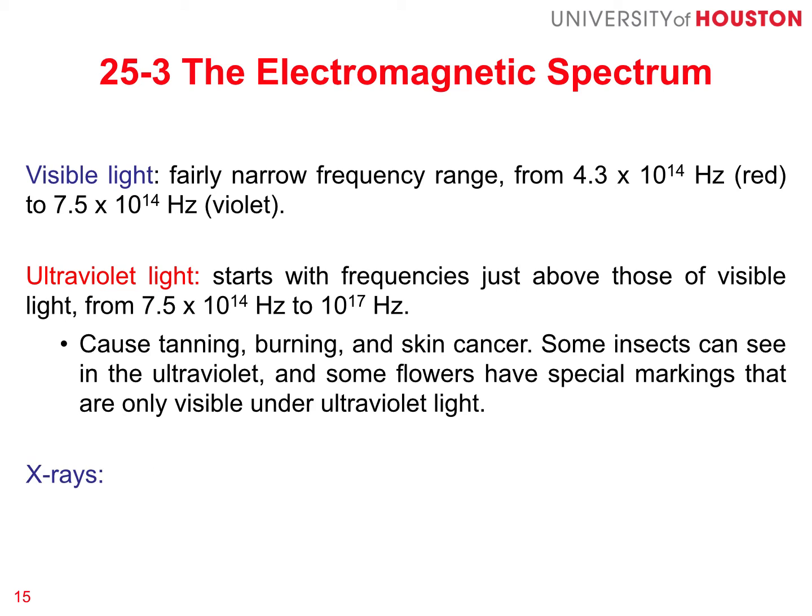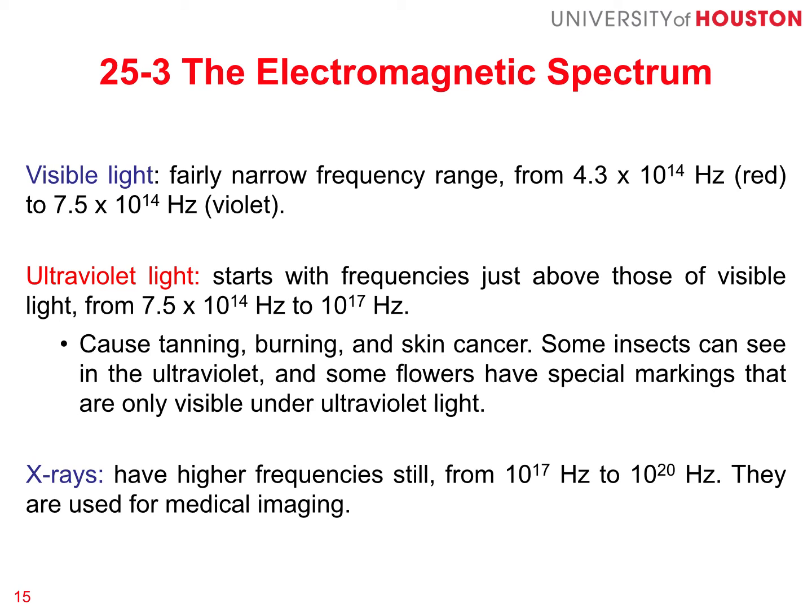Going to higher frequencies still, X-rays have frequencies from 10^14 to 10^20 Hertz, and as we all know, they are used for medical imaging. X-rays can penetrate soft flesh, but they can't penetrate hard materials such as bone. So if X-rays are exposed to a body, an X-ray camera at the back can see the differences between bone and soft flesh and see if there's anything wrong with the bone in the process.